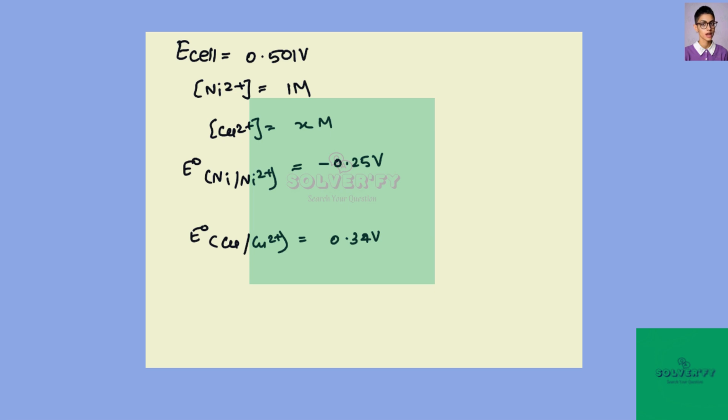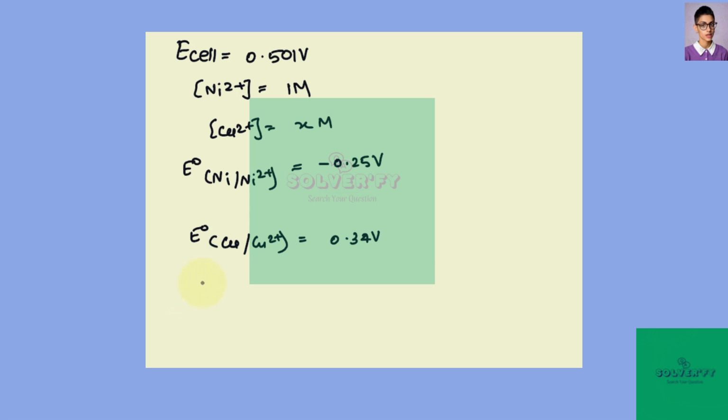In this question we are given that the E cell, or the cell potential, is equal to 0.501 volt for a cell. The concentration of nickel 2 plus ion is equal to 1 molar. We have to find out the concentration of the Cu2 plus ions, and we are given the reduction potential of nickel is equal to minus 0.25 volt. Reduction potential of copper is equal to 0.34 volt. And since we have to find out the concentration of the copper 2 plus ion, we will be finding this using the Nernst equation.